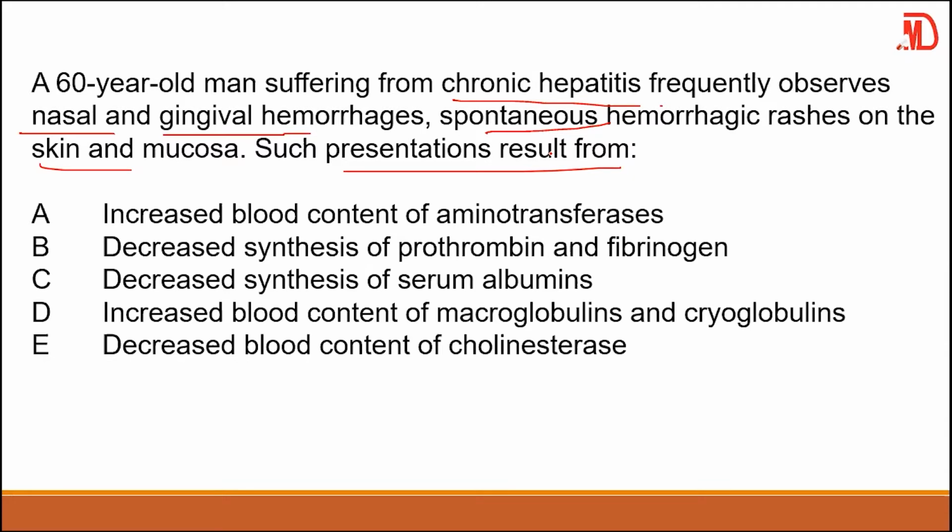Now again, this is not talking about edema formation. In edema, you know what to talk about: albumins. And again, we are not talking about the biomarkers for the liver to know whether there's an infection or not. If it is so, then aminotransferases come to mind. But this is talking about hemorrhage, so coagulation factors deficiency. And hence, your answer is decreased synthesis of prothrombin and fibrinogen. All right.